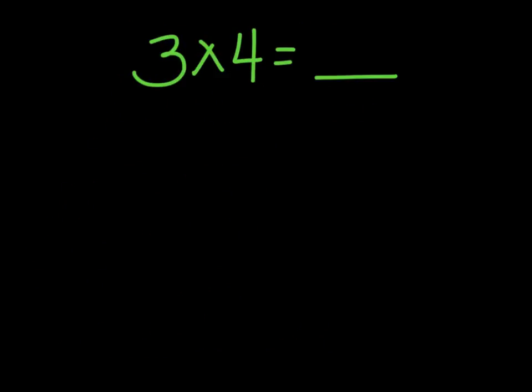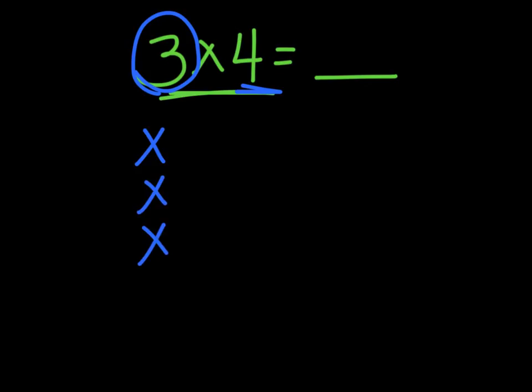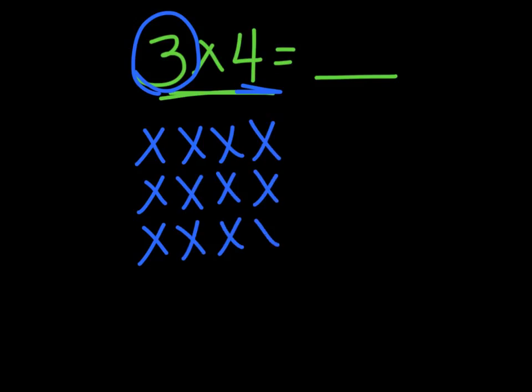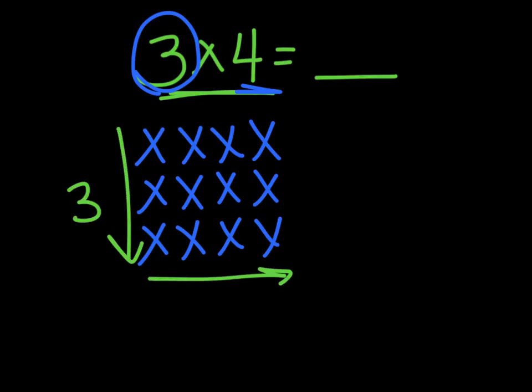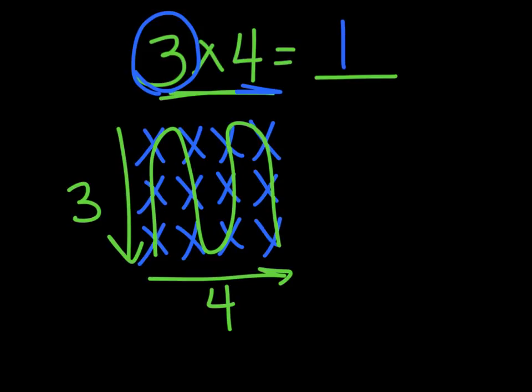Okay, let's do one more together. We have 3 groups of 4. So the first number tells me how many columns I'm going to have going down, and the second number tells me how many are going to be in each column. So let's do it together. So I have 3 groups of, and in each group I have 4. So in mine I have 3 going down, and I have 4 going across, and I could count the number that's in there, and it would be, say it with me, 12. So 3 groups of 4 equals 12.